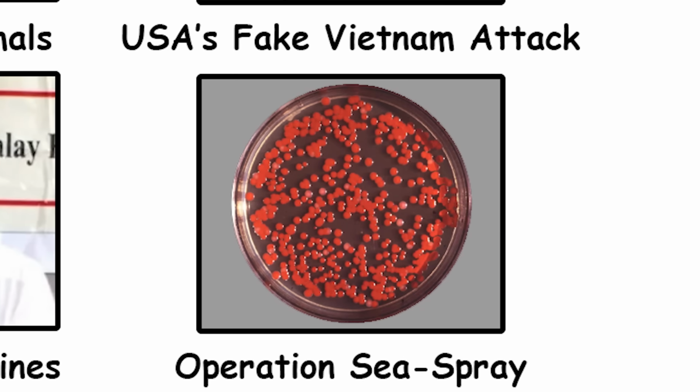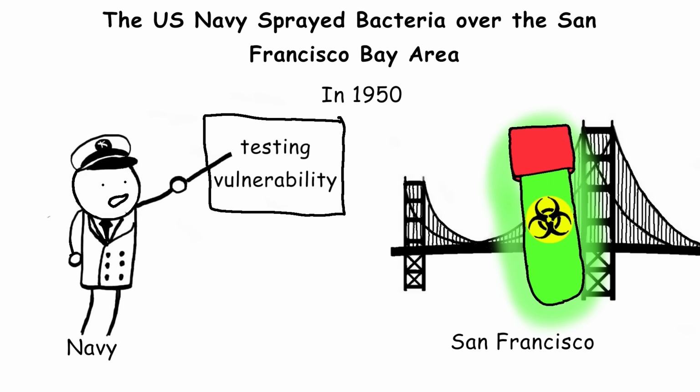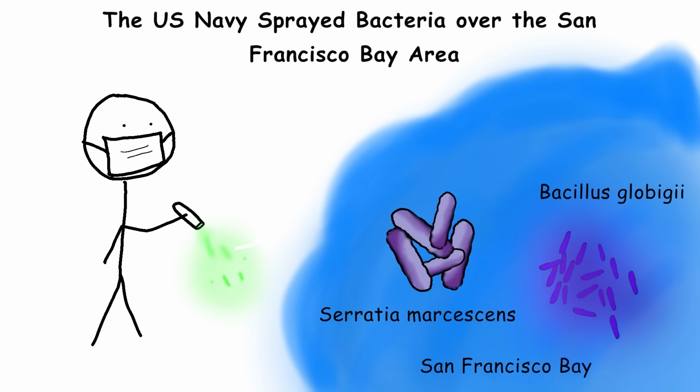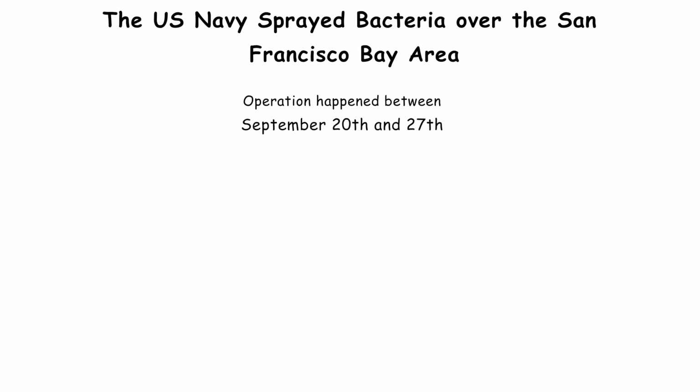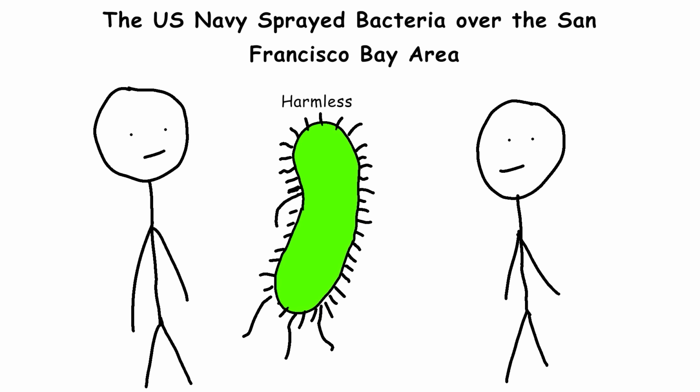Operation Sea Spray. In 1950, the Navy wanted to test the vulnerability of a city like San Francisco to a biological weapons attack in a project called Operation Sea Spray. To do so, they released two types of bacteria, Serratia marcescens and Bacillus globigii, into San Francisco Bay. The operation happened between September 20th and 27th, and the bacteria were released from a ship off the coast of San Francisco.